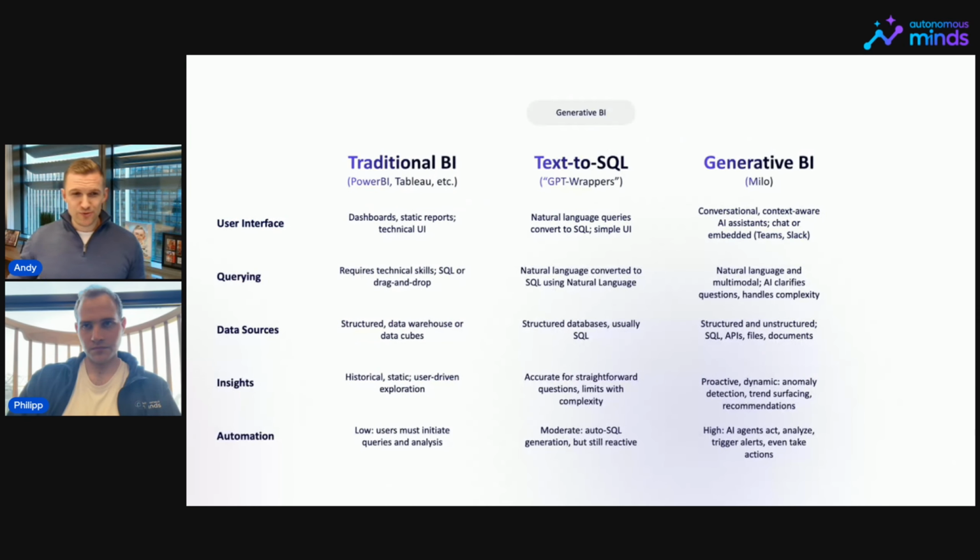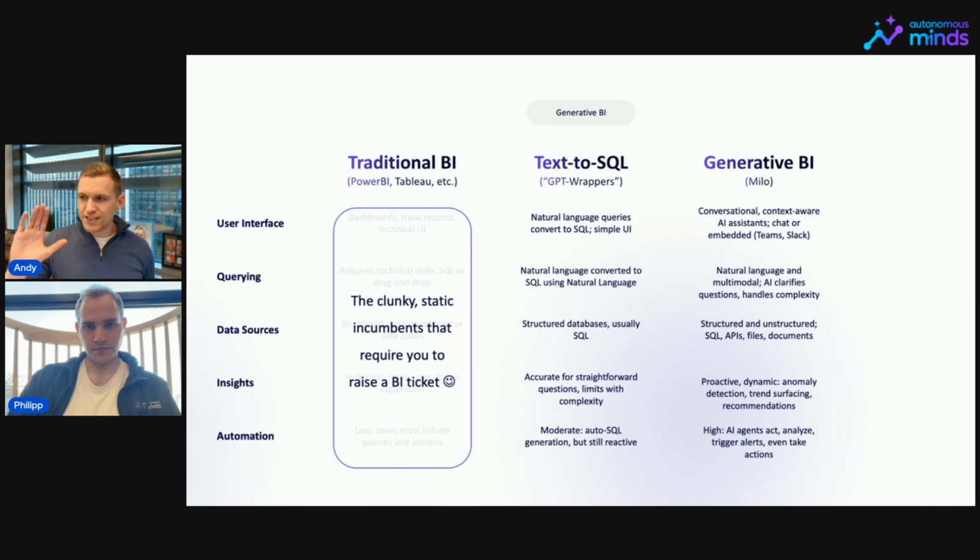Monster slide, I will not read it, promised. But of course, we talk about the world of generative BI. We talk about the world of traditional BI. And there's also something in between, which is called text-to-SQL. These are usually these GPT wrappers, if you have heard the term before.